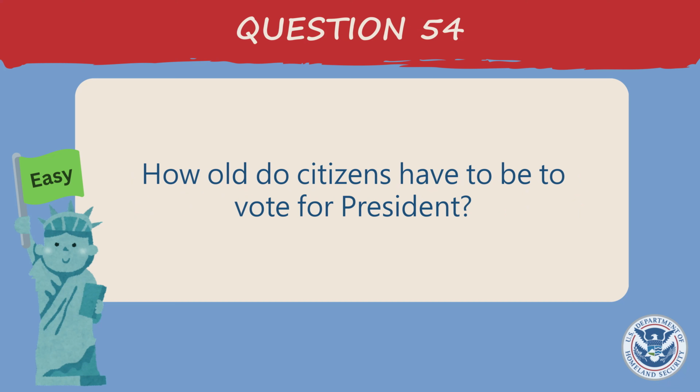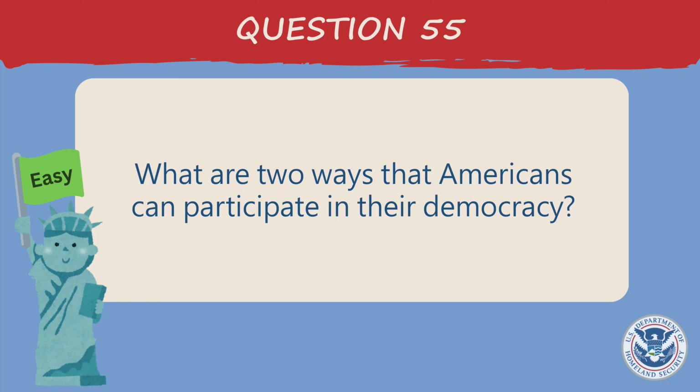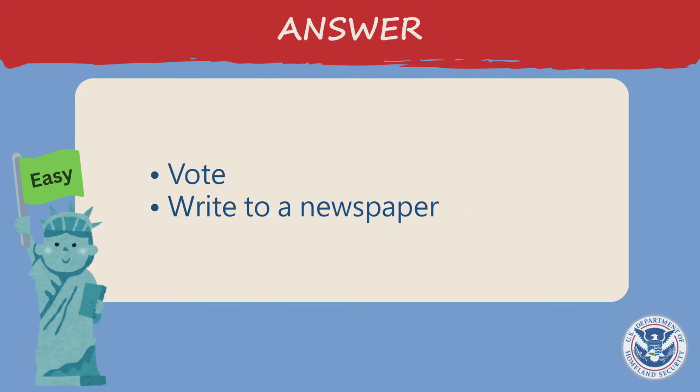How old do citizens have to be to vote for president? 18 and older. What are two ways that Americans can participate in their democracy? Vote, write to a newspaper.